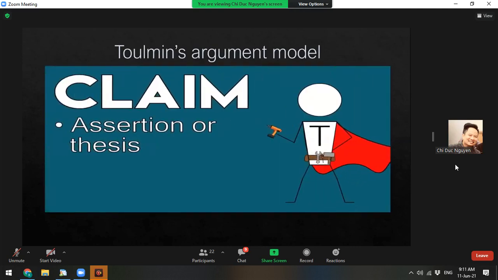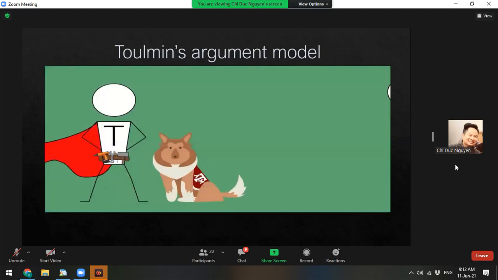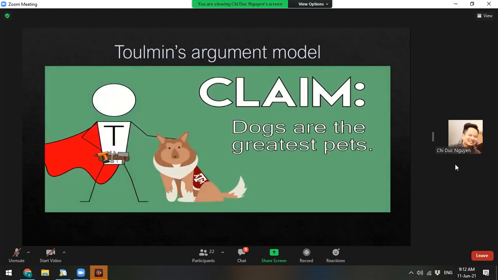This is the assertion or thesis that the writer proposes, serving as the main expression of the argument. An example of a claim would be, dogs are the greatest pets. While the justification is not yet included, you can clearly see the writer's viewpoint that will direct the argument.